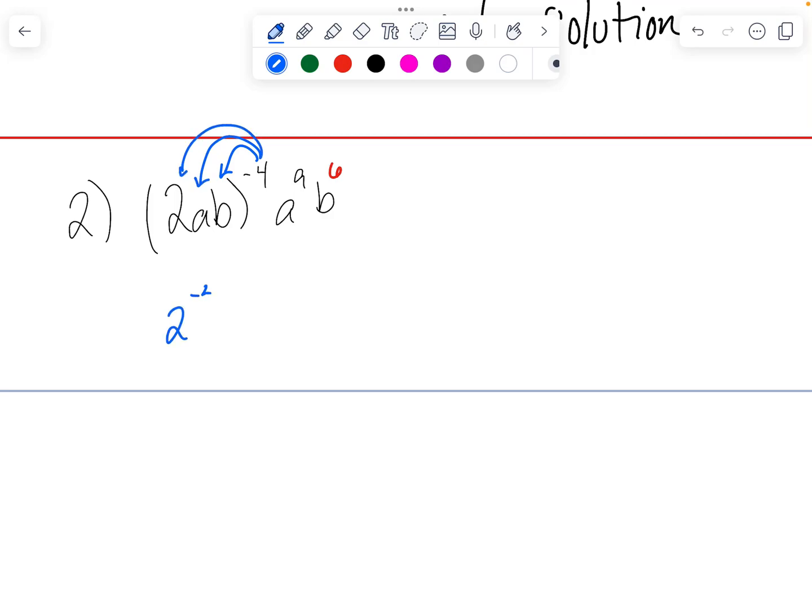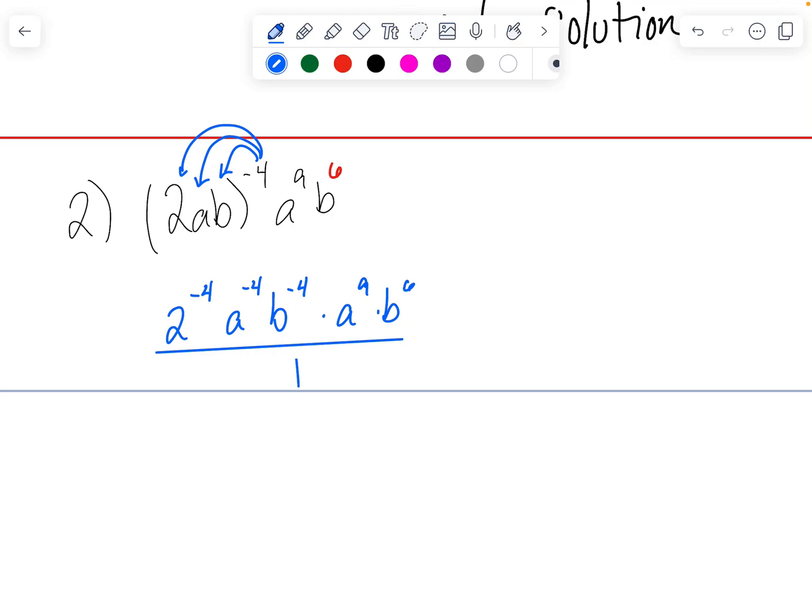So I get a 2 to the negative fourth power. I get an a to the negative fourth power. I get a b to the negative fourth power. And then I have a to the ninth and b to the sixth. And I'm going to put that all over 1.